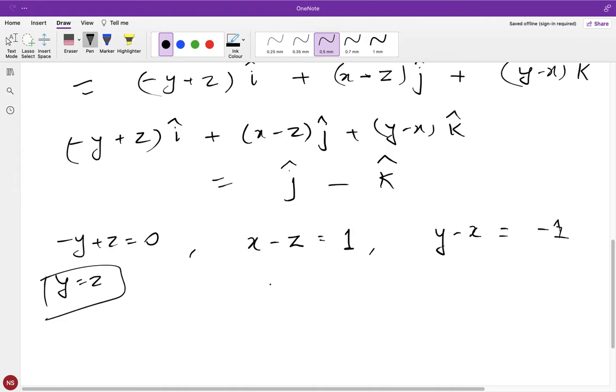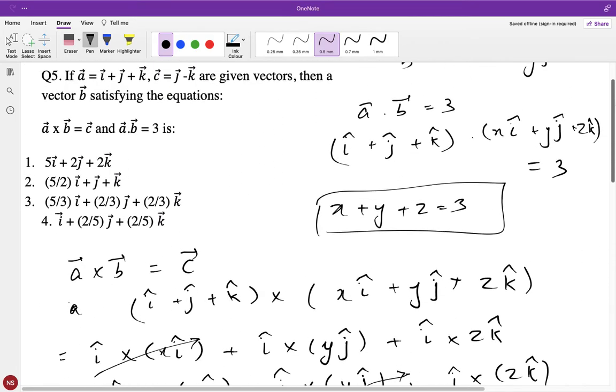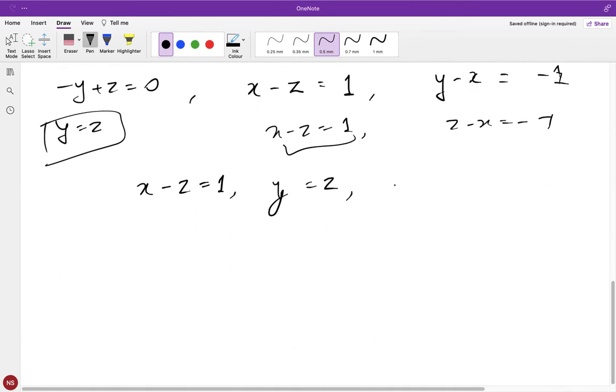y is equal to z. So if x minus z is 1 and y is equal to z, so z minus x is minus 1. So these two equations are the same. So we have three equations now. x minus z is equal to 1, y is equal to z, and x plus y plus z is equal to 3.